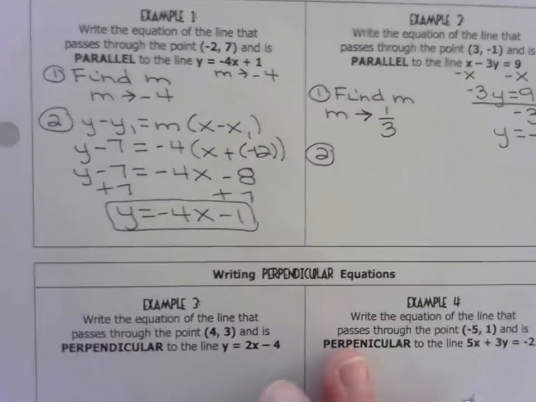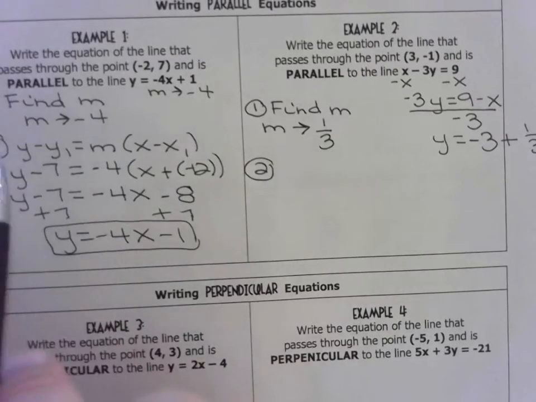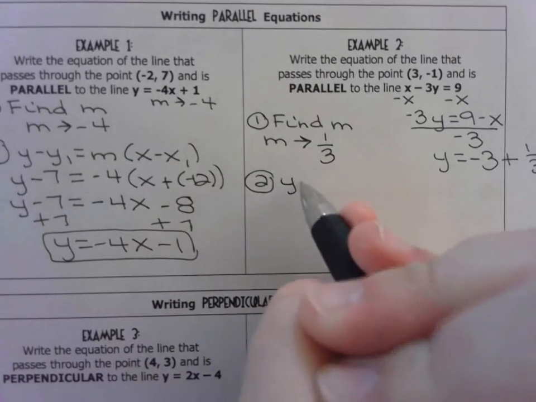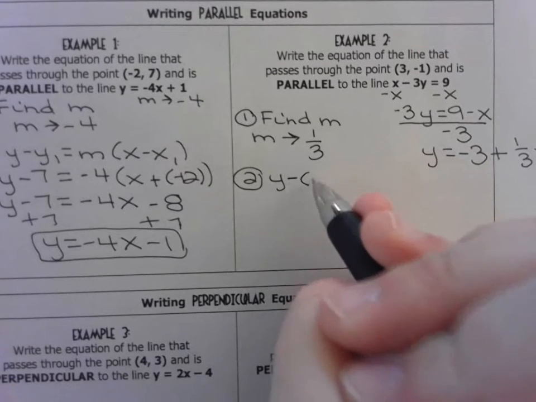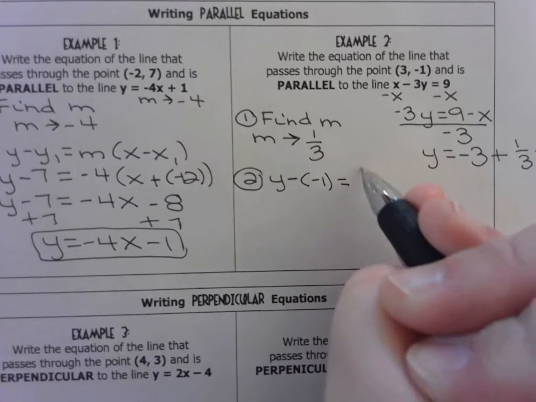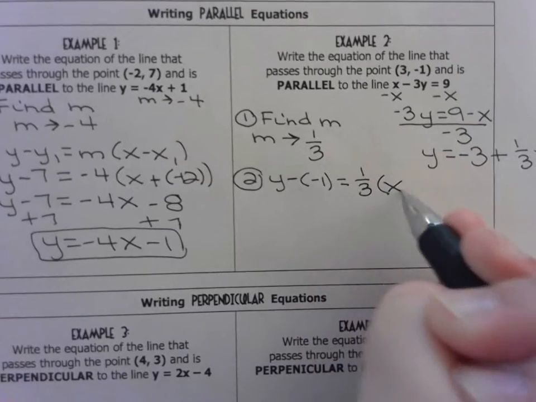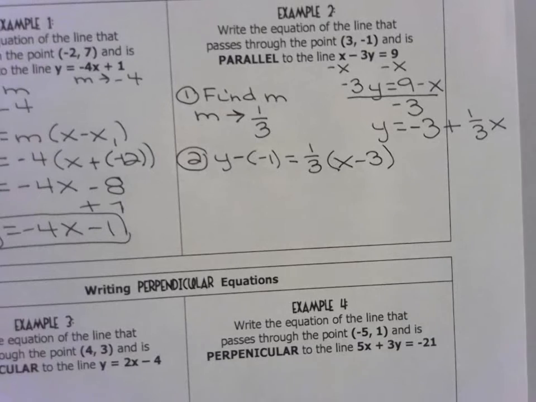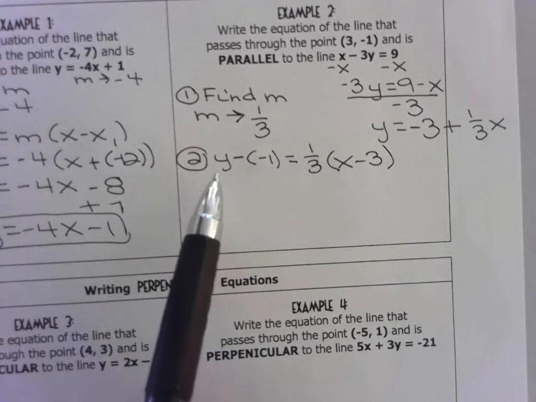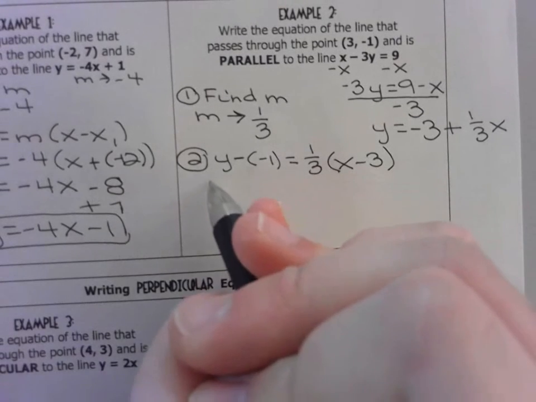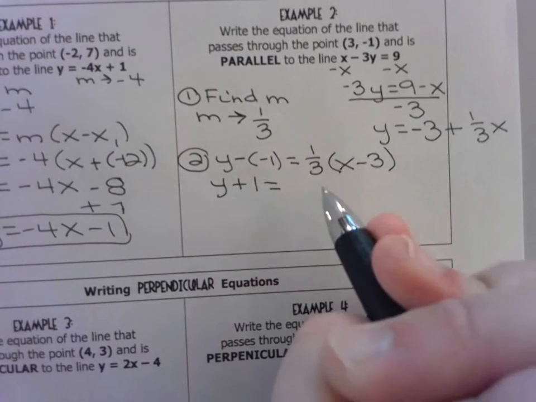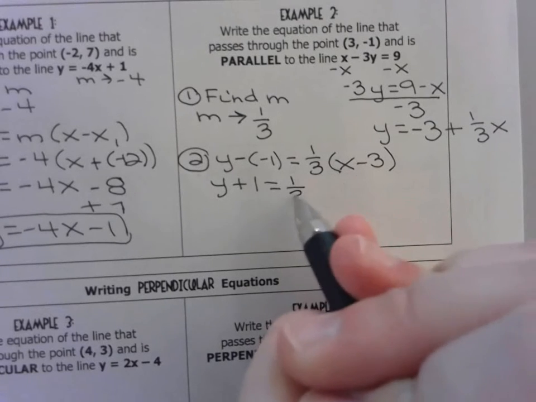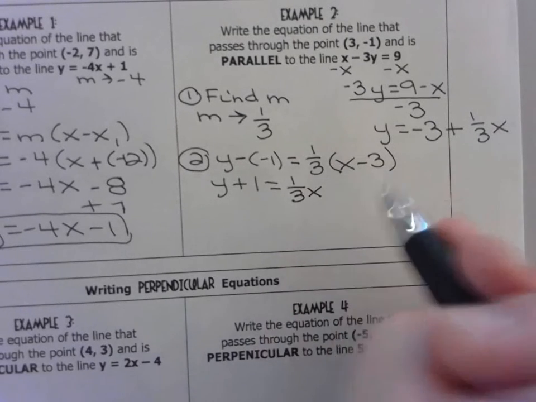Yep. This is called the point-slope form. So when I give you a point and a slope, start plugging stuff in. y minus what? Negative 1, like we've done before, equals 1/3 times x minus 3. So once you find the slope, then you plug in your point and your slope like you've done before. y minus negative 1, y plus 1. Distribute the third. 1/3 times x. 1/3 times negative 3, negative 1.